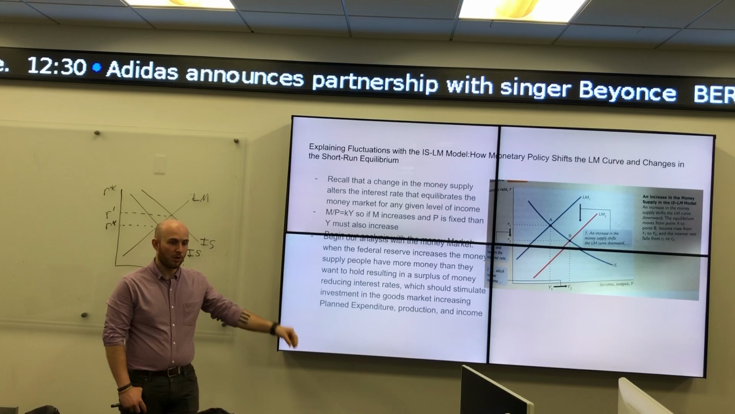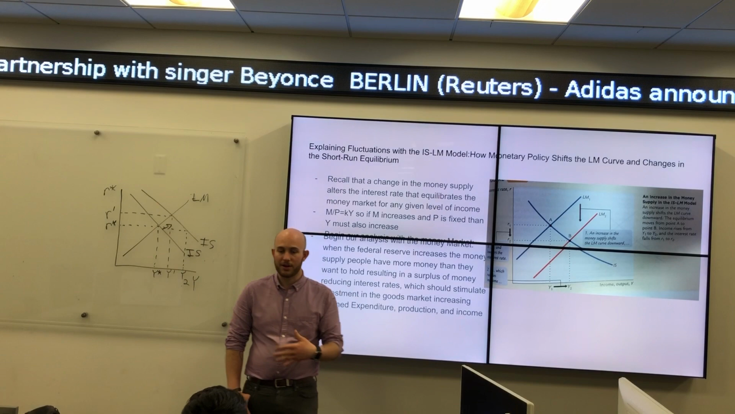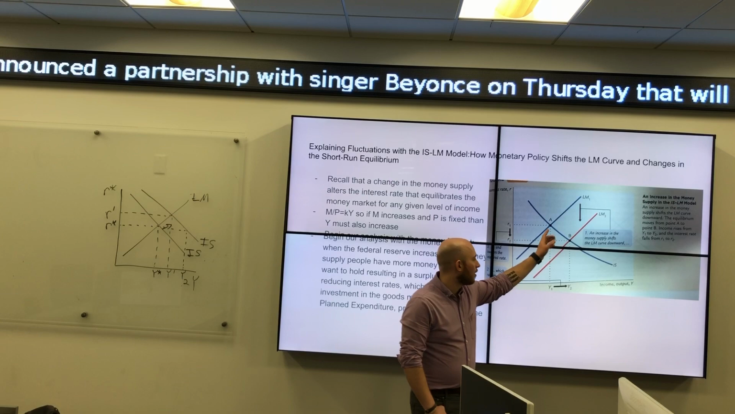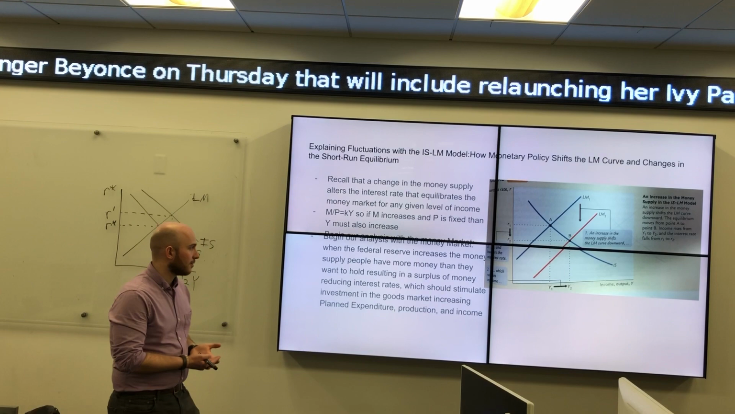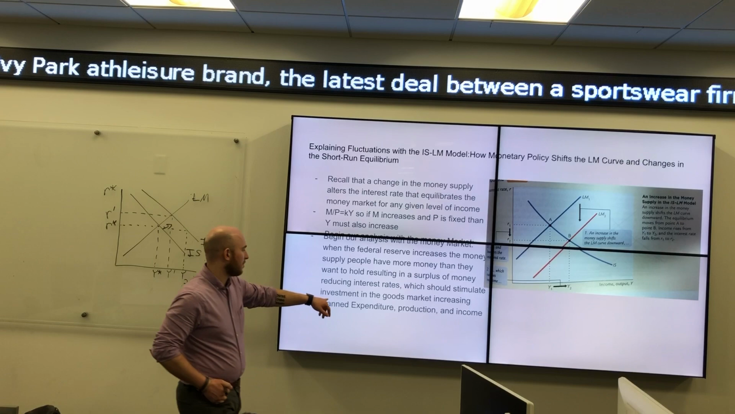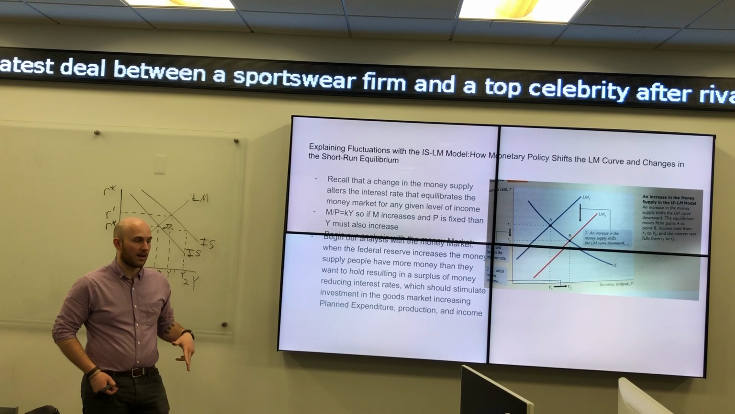If there is more money circulating, then it's worth less. You're going to pay less to borrow it, you're going to pay less to invest, and this just makes sense. So when we have this increase in the money supply, holding our investment saving curve constant, we will see that income rises and our interest rate will fall. This should stimulate investment in the goods market, which will increase planned expenditure, production, and income.